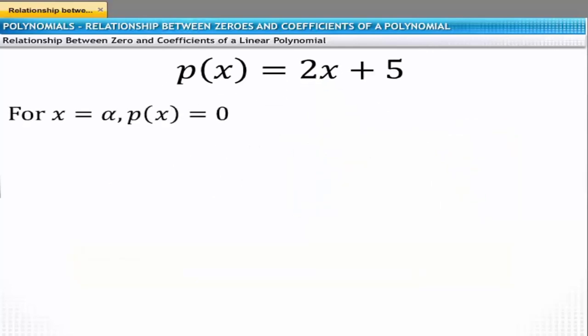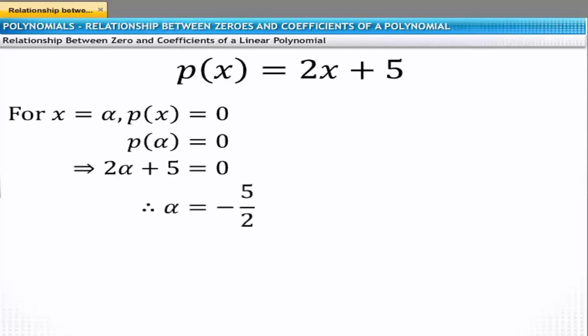Let's assume that for x equal to alpha, the value of p(x) becomes 0. Thus, p(alpha) is equal to 0. This implies that 2 alpha + 5 is equal to 0. On simplification, we get the value of alpha as -5/2.